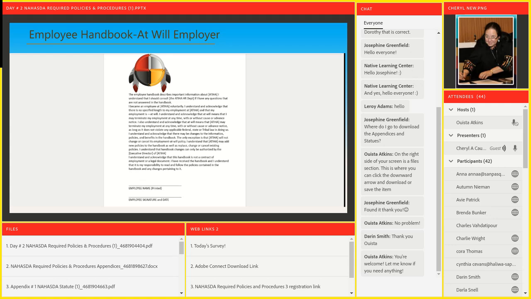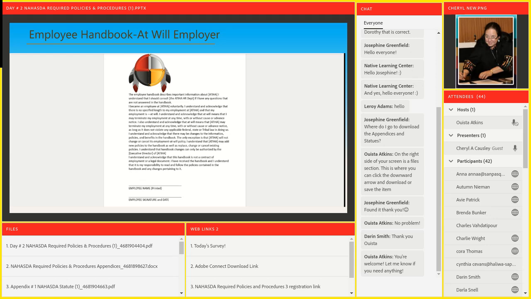An employee handbook. Are you guys an at-will employer? Does a new applicant know what an at-will employer is? The employee handbook describes important information about the ITHI. I understand that I should consult with the HR department if I have any questions that aren't answered in the handbook.